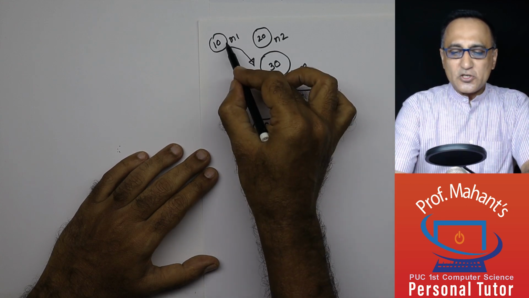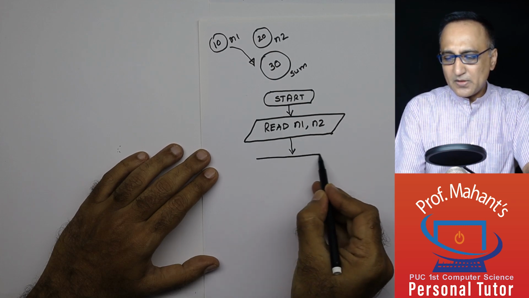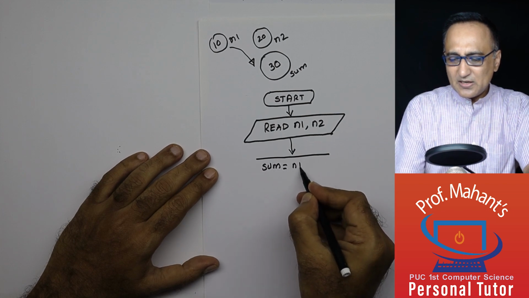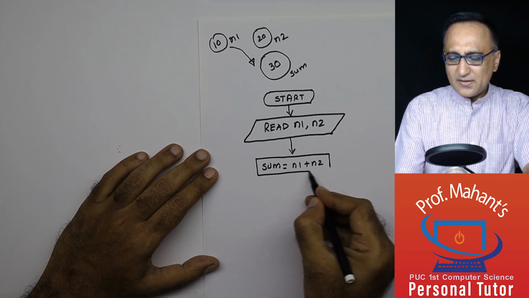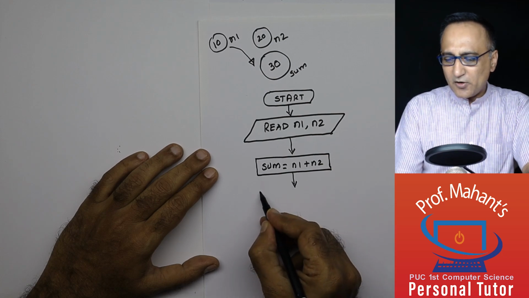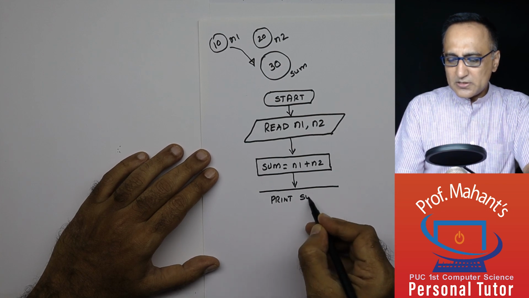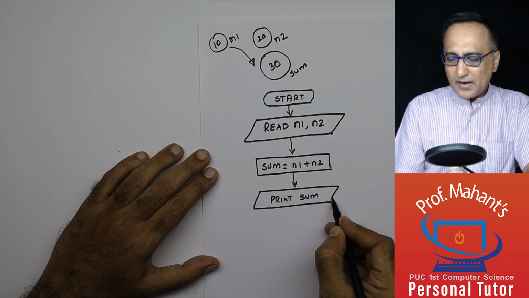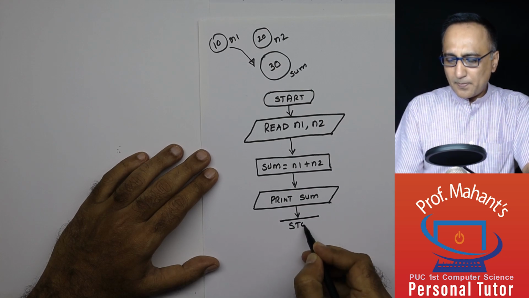After I read the values into memory locations n1 and n2, I am required to calculate the sum. So in order to calculate the sum, I am saying sum is n1 plus n2. I've used the rectangle box here. Now finally I am going to display the result of the calculation, so I am going to say print sum. And since I have done the calculation, now I can simply say stop.